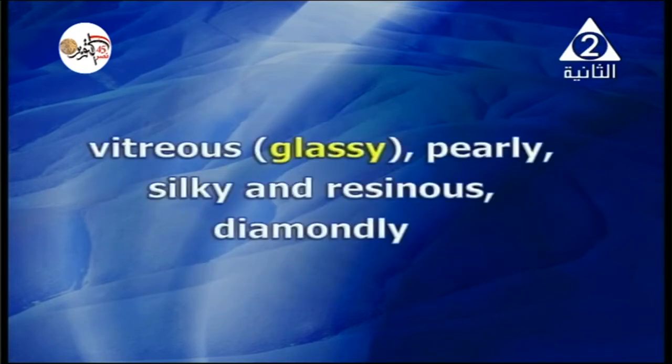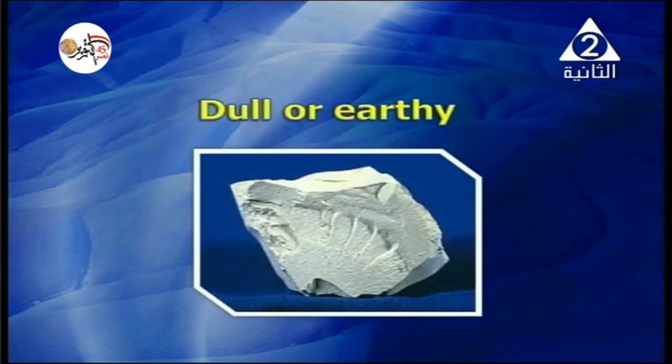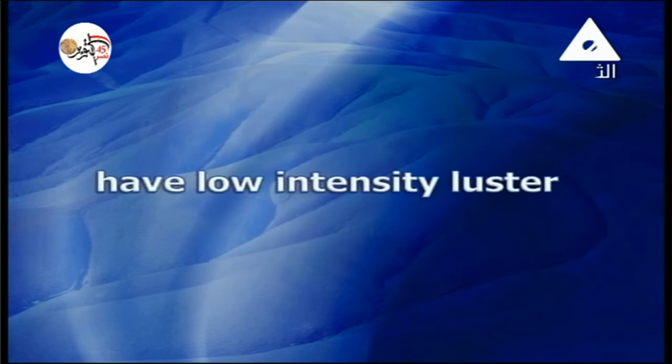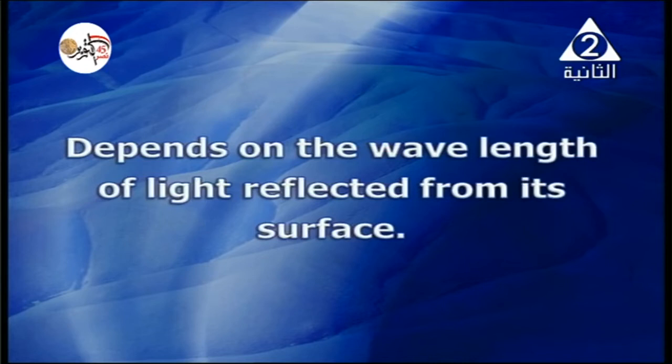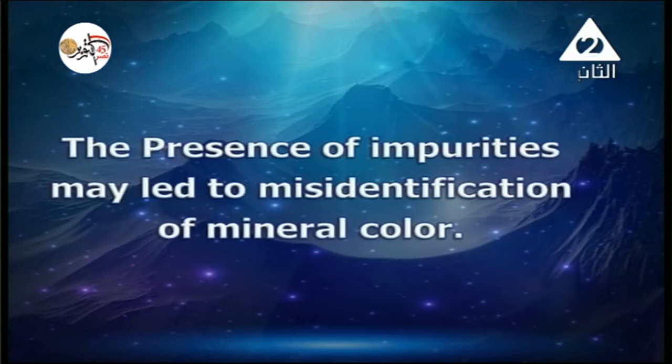Non-metallic luster, where we have vitreous, glassy, pearly, silky, resinous, and diamondlike. Dull or earthy, as most rocks don't have this kind of light reflection, which have low intensity luster. Color depends on the wavelength of light reflected from the surface. The presence of impurities may lead to misidentification of mineral color.